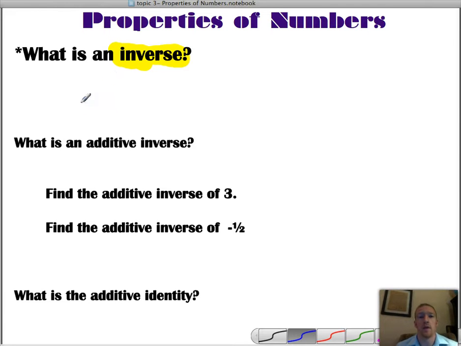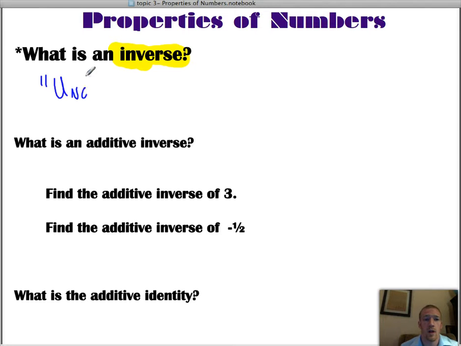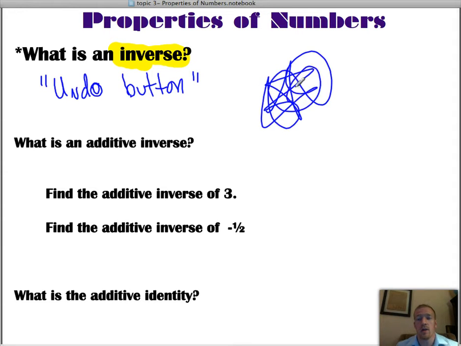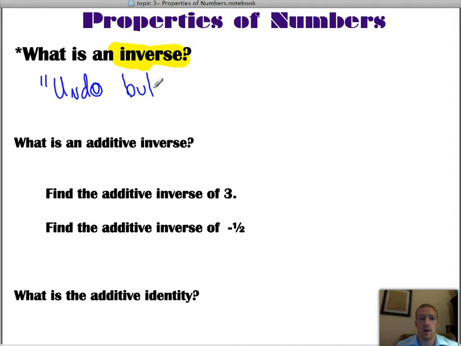Like if I give you $5 and then take $5 away, that's an inverse. One thing undid what I did before. So an inverse is basically like the undo button. If I do something over here, if that's one operation, the inverse would be undoing that. I don't know why I didn't erase that. So think of undoing.